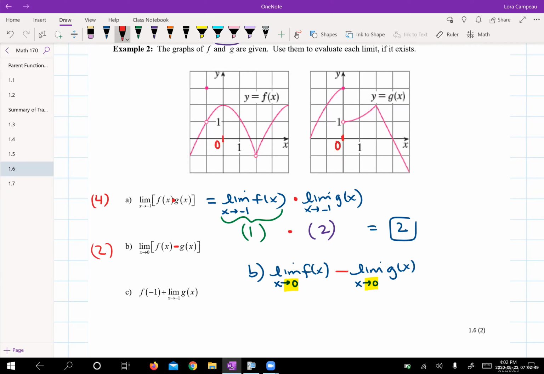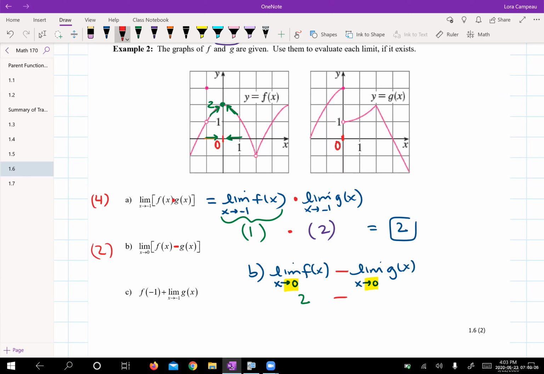So the limit of f of x, that is the graph on the left. We are trying to determine what's happening to the y values as the x values are getting close to x equals 0. On the left-hand side, it appears that the y values are approaching 2. On the right-hand side, it also appears that the y values are approaching 2 for every corresponding x value. So we can say that limit is equal to 2.